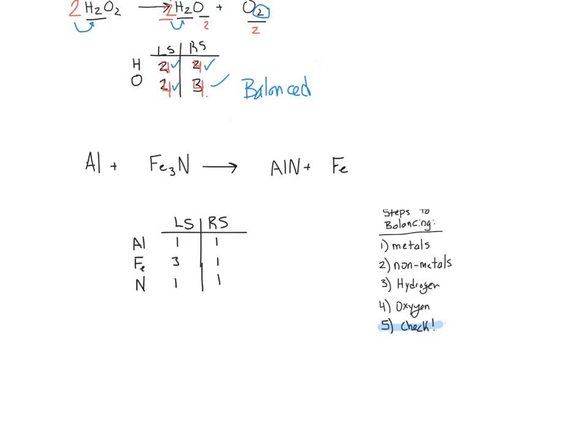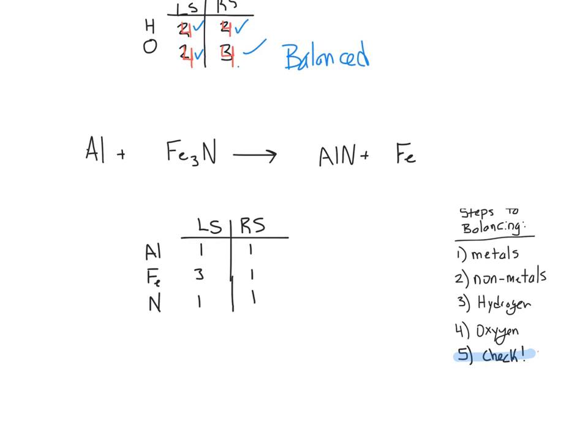Step 1, balance our metals. In this case, our metals are aluminum and iron. Aluminum is already balanced. Iron, however, is not. So what I'm going to do is balance our metals. To do that, I need to add iron on the right-hand side. Right now we have 3 on the left-hand side and 1 on the right-hand side. In order to make this equal 3, I'm going to simply add a coefficient of 3. Now this changes the 1 to a 3. Notice aluminum is 1 and 1, iron is 3 and 3, nitrogen is 1 and 1.